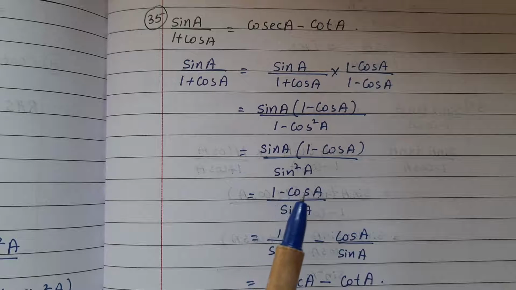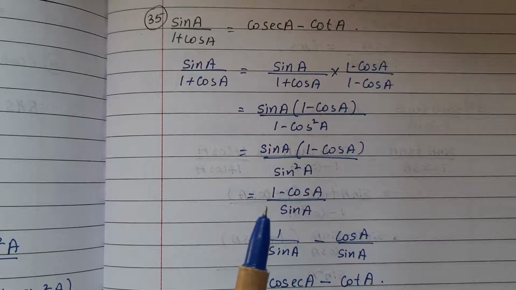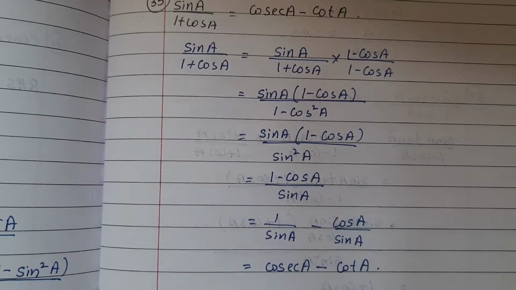Remains 1 minus cos A upon sin A, equal to 1 upon sin A minus cos A upon sin A, which is equal to 1 upon sin A is cosec A, minus cos A upon sin A is cot A, equal to right hand side.